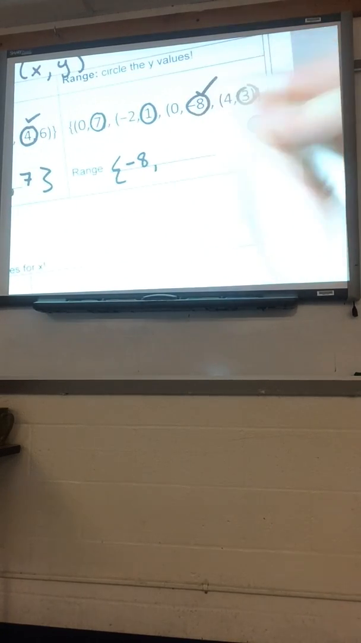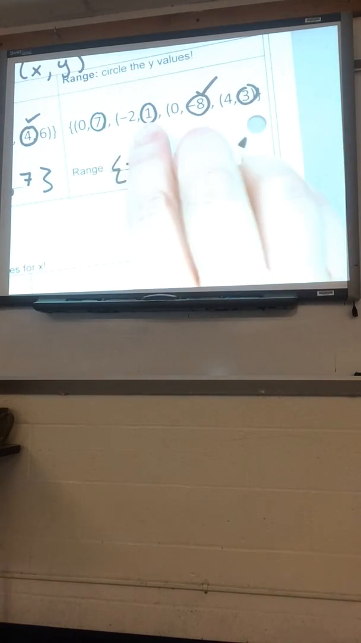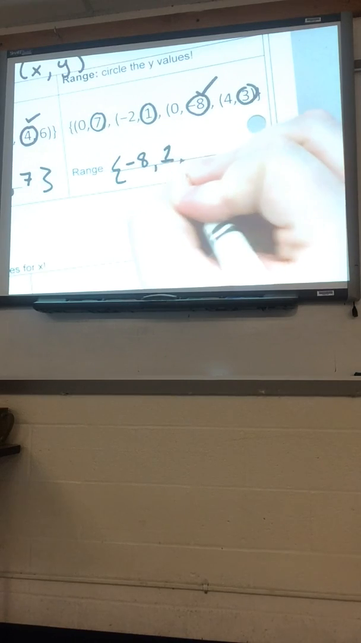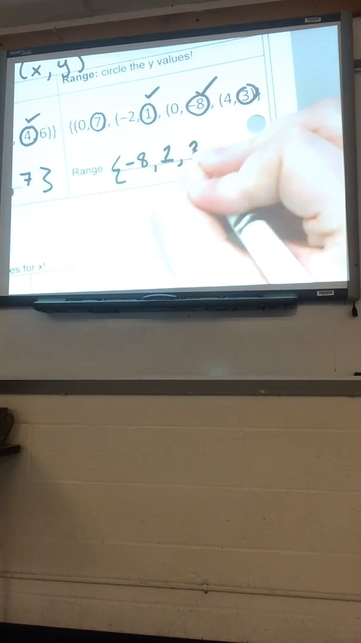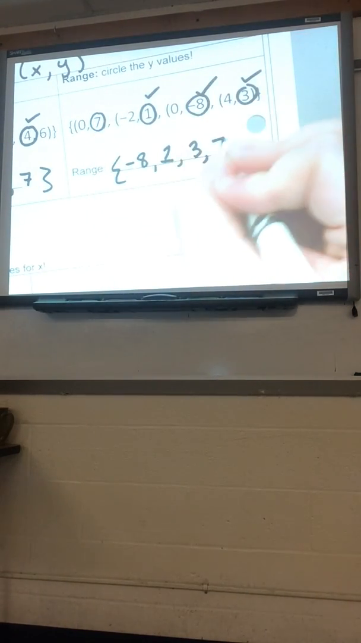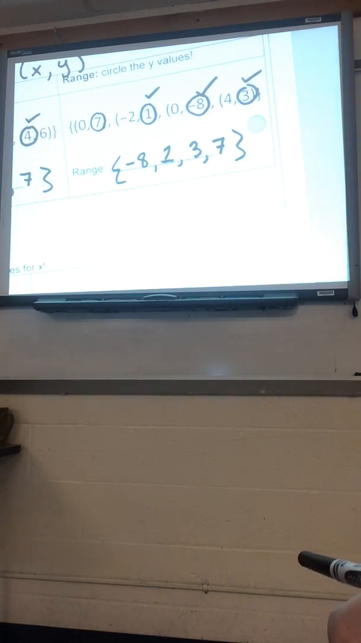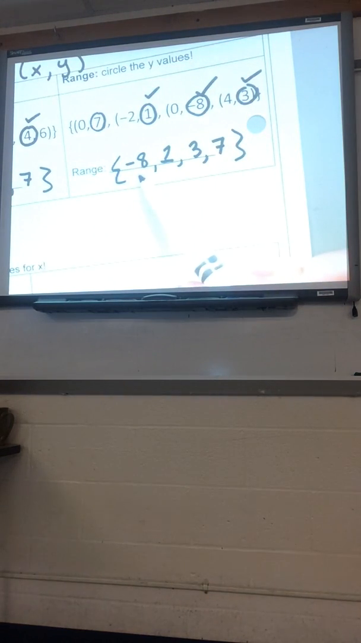Got that. And then 1. Got it. And then 3. And lastly 7. So my range is -8, 1, 3, and 7. Okay? So that's domain and range of ordered pairs. Again, I don't think that it's extremely difficult. It's just important to remember which one is which. Okay?